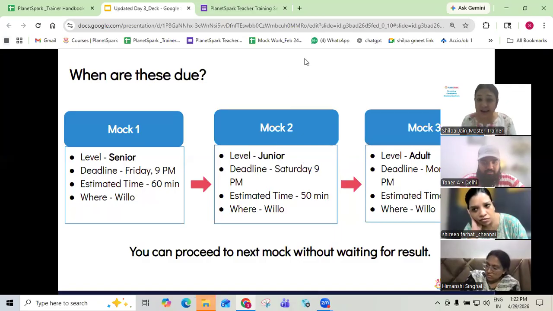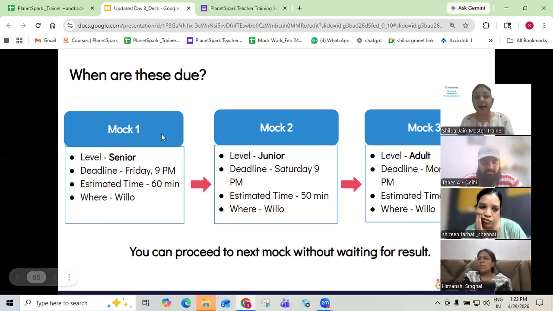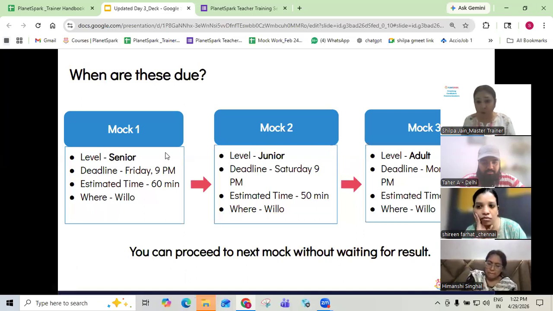Most of the teachers get confused and think, I have to attempt my mock 1 on Friday at 9 p.m. No, that is not the case. Deadline is Friday 9 p.m., that is, before Friday 9 p.m. you should be done with your mock 1. But when can you start attempting your mocks? That is a very important question.